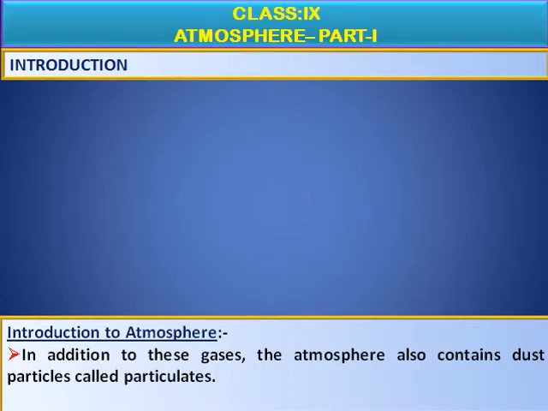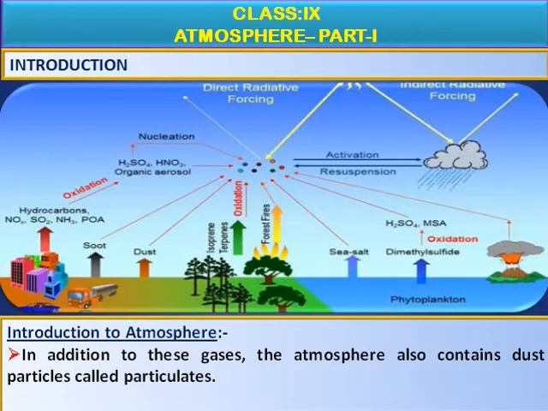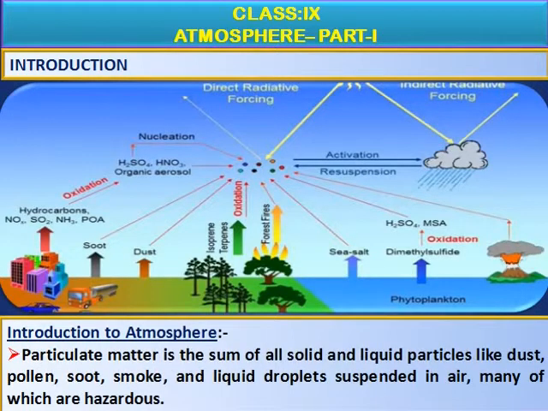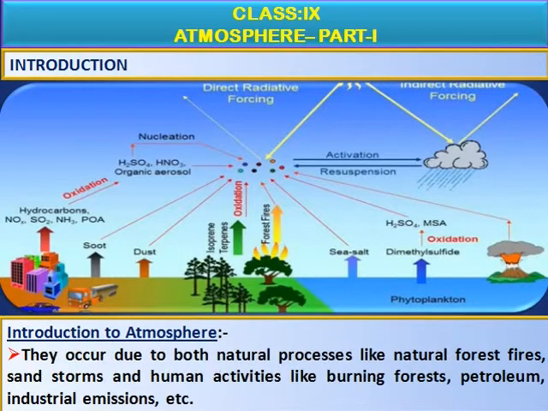In addition to these gases, the atmosphere also contains dust particles called particulates. Particulate matter is the sum of all solid and liquid particles like dust, pollen, soot, smoke, and liquid droplets suspended in air, many of which are hazardous. They occur due to both natural processes like natural forest fires, sandstorms, and human activities like burning forests, petroleum, industrial emissions, etc. The particulates also can cause problems by altering temperature and rainfall patterns. For example, they can make it difficult for people to breathe. They can settle on leaves and make it difficult for plants to breathe and photosynthesize.